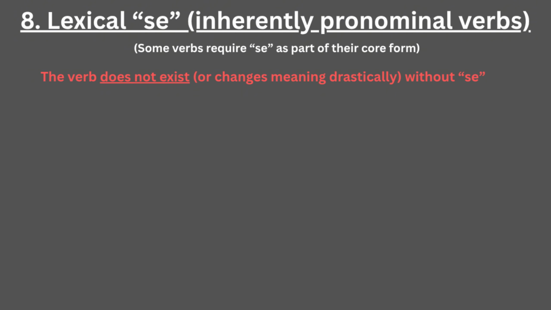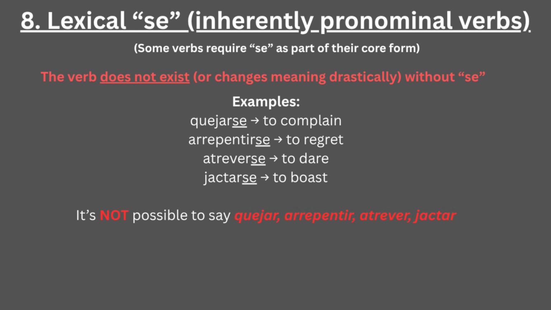So, the eighth way is the lexical se that is used within inherently pronominal verbs. What this means is that some verbs require se as part of their form, so the verbs cannot exist without se, like quejarse, to complain, arrepentirse, to regret, atreverse, to dare, jactarse, to boast. In this case, there is no English equivalent, because the verbs always have se, so we memorize them as is.